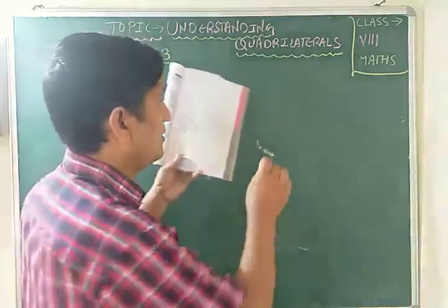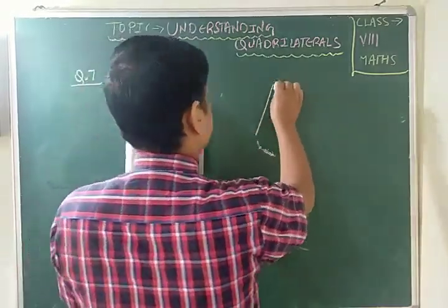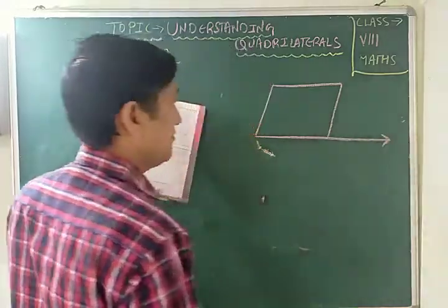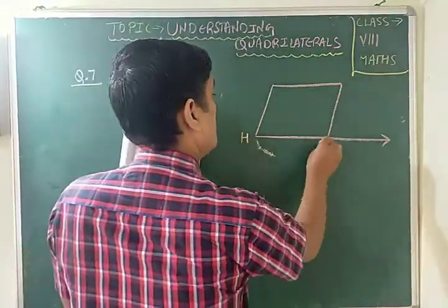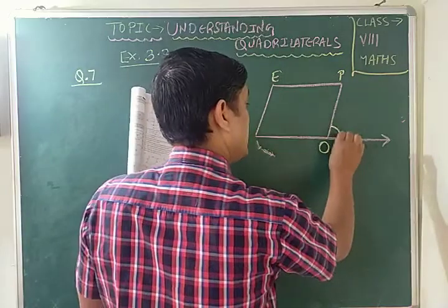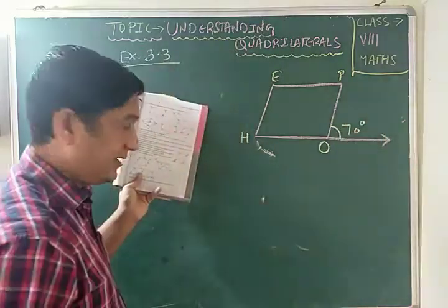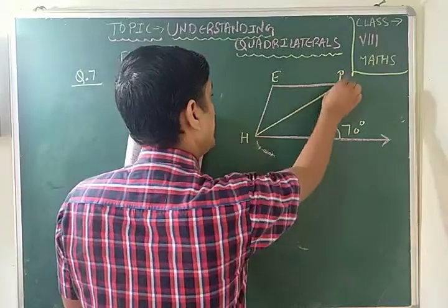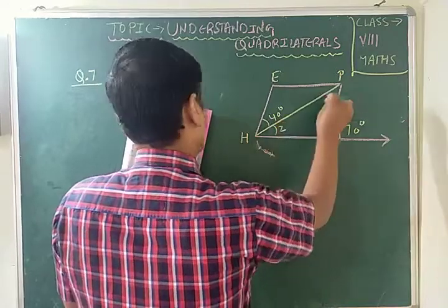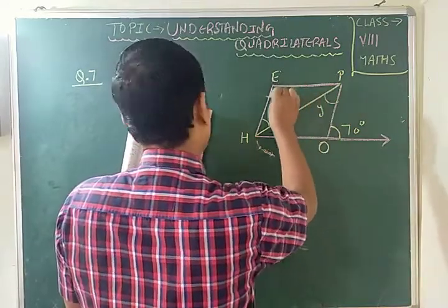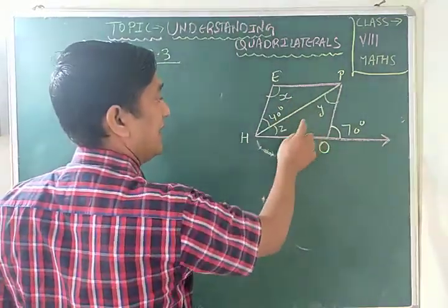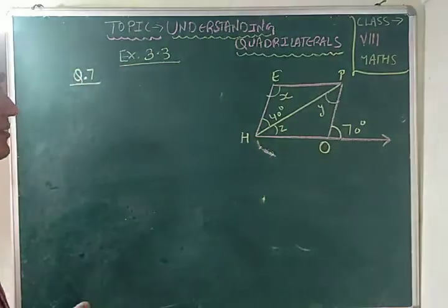Now children, look at the figure. This is the figure we have: HOPE. In this figure we have this exterior angle 70 degrees, and this is the diagonal HP, and here we have 40 degrees, and this is angle Z, this is angle Y, and this is angle X. Now children, we have to find the values of X, Y and Z. So now let us start.